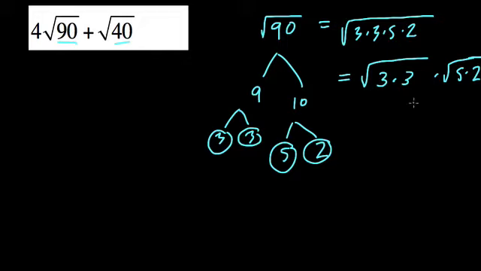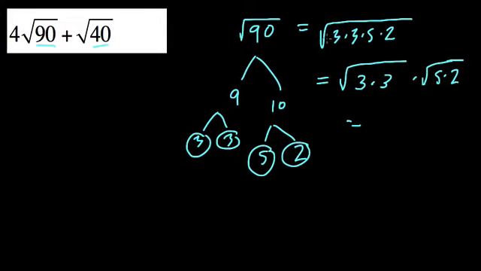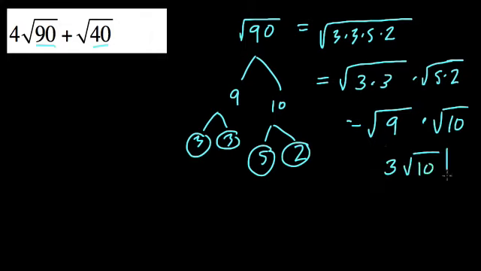Why did I break it up this way? Well, I know the square root of 3 times 3 is what? Well, that's just the square root of 9, and then the square root of 10, since 5 times 2 is 10. I chose that because the square root of 9 is 3. Or the square root of 3 times 3 is just one of those 3's, times the square root of 10. So I've effectively rewritten the square root of 90 as 3 times the square root of 10. And this is going to be helpful in a moment.